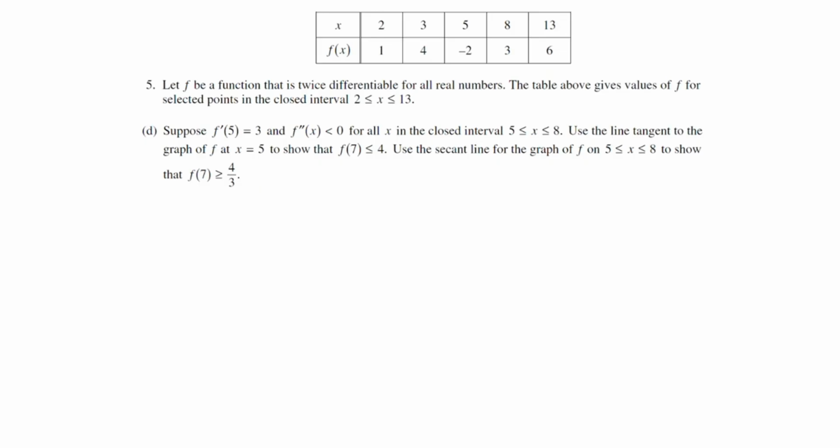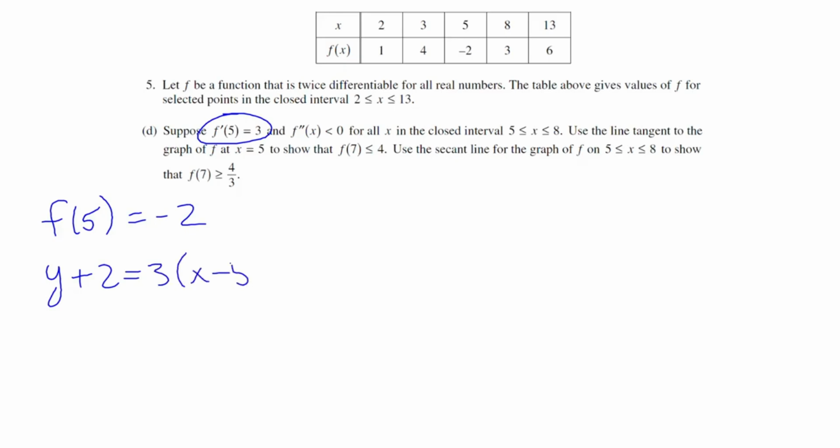that seems easy enough. We'll just write the equation of the tangent line of f at x equals 5. So we need f of 5, right? And f of 5 is -2, and f prime of 5 is 3. So our tangent line equation is going to be y minus -2, or y plus 2, equals that slope of 3 times x minus 5. So this is our tangent line.